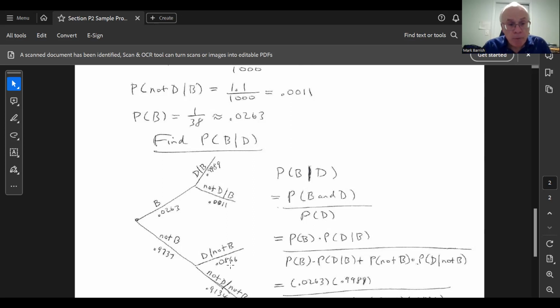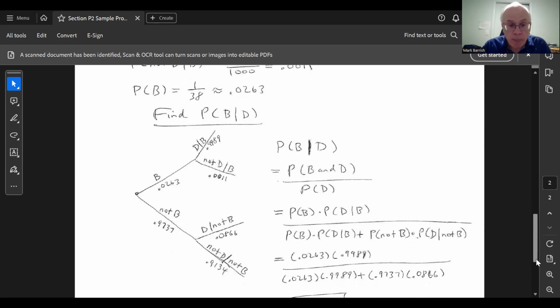Now we have three numbers. Remember with these examples, when we have initial branches and then two branches that branch off from those, we only need three of the numbers to fill out everything else. What are the three numbers? We know 0.0263, we have 0.0011, we have 0.0866. So this number here is 1 minus 0.0263, this number up here is 1 minus 0.0011, and down below this number is 1 minus 0.0866. So we have all the numbers that we need.